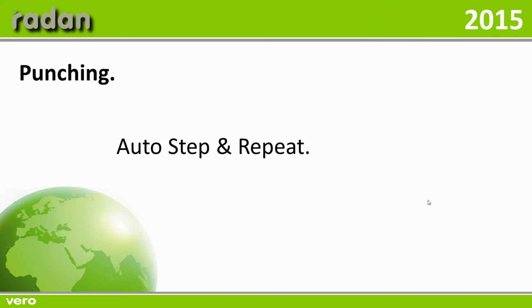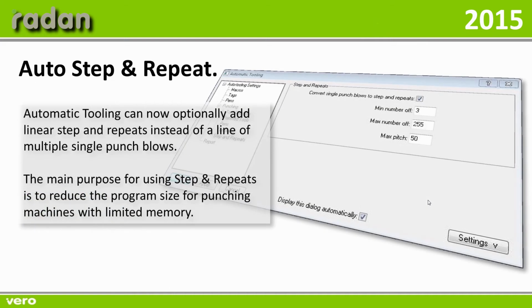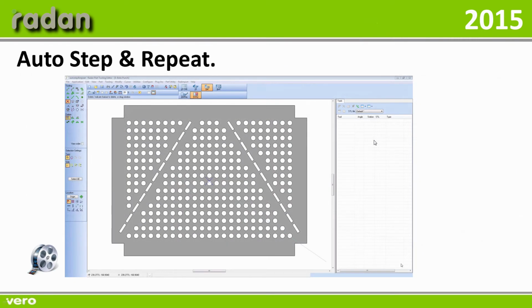Auto step and repeat. Now this is a new feature to Radan 2015. For those of you who've got machine tools with limited memory, you've always had the ability to create step and repeats to reduce the size of the programs. But that was a manual process. In Radan 2015, in the Auto Tool dialog box, we now have the option to automatically convert punch blows to step and repeats. So you can see here that I can specify the minimum number off, the maximum number and the pitch that I want to use. So let me show you that in action.